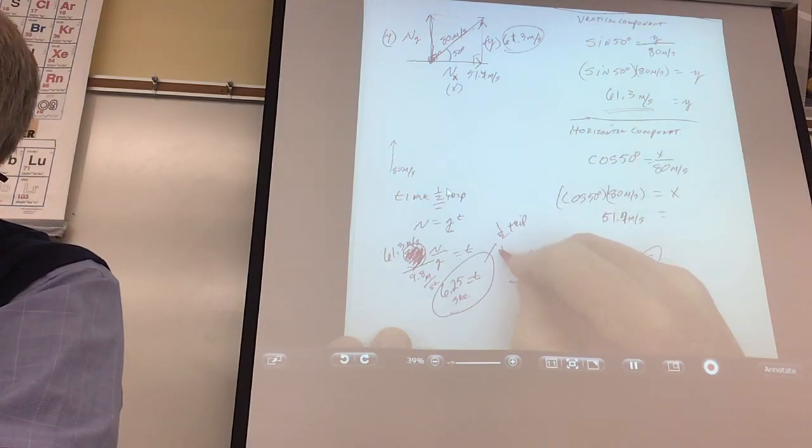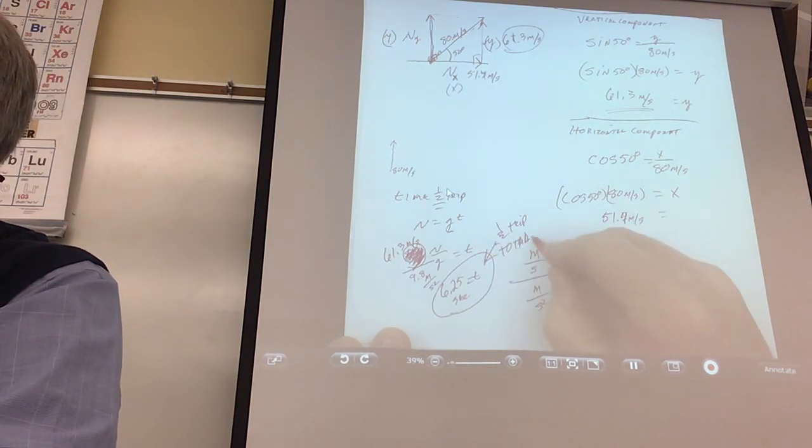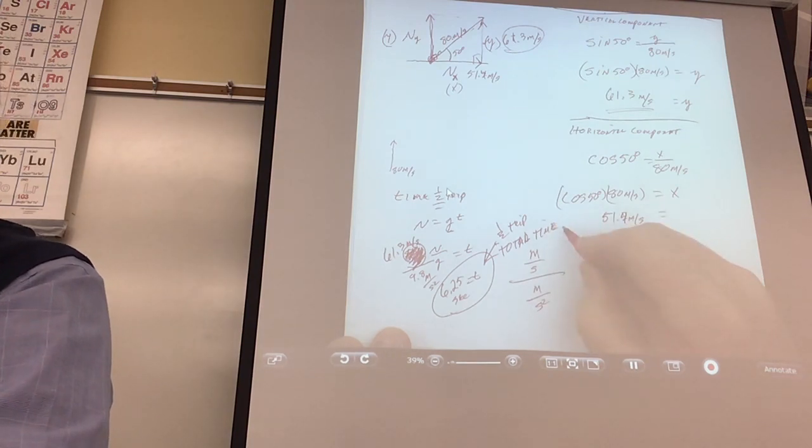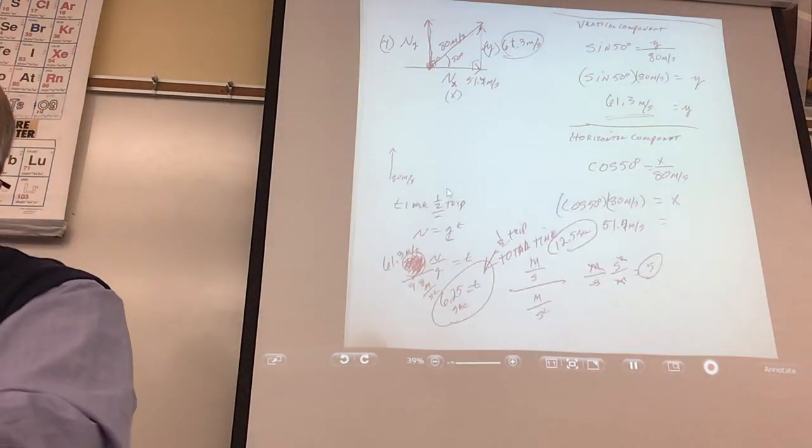So what's the total time? What's the total time that this cannonball's in the air? What would that be? This is half the trip. What would it be? About 12.5 seconds? All right, what do you think about that?